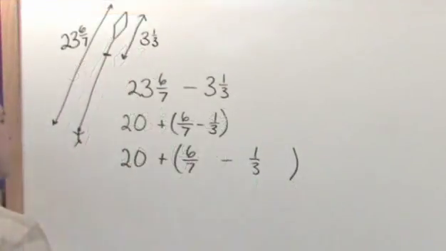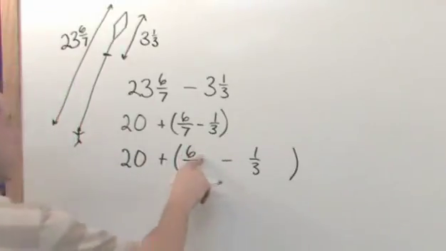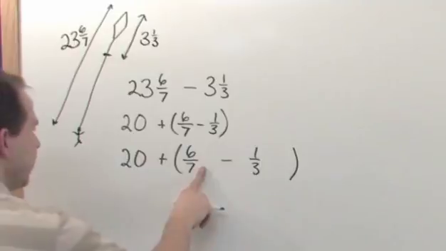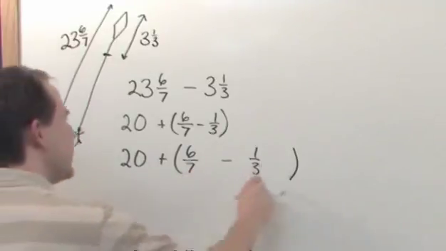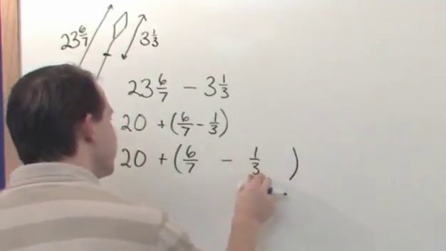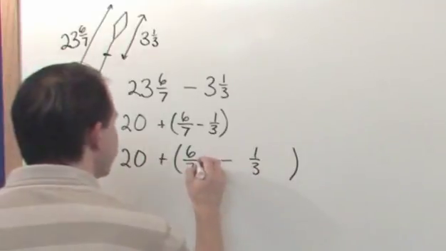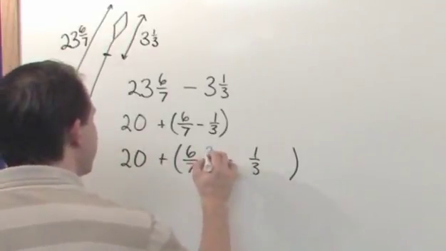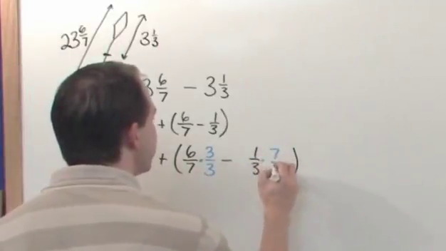Now notice, if I were to multiply this fraction, both top and bottom, by 3, then on the bottom I'd have 7 times 3, which would be 21. And then over here, if I multiplied this fraction by 7/7, then 3 times 7 on the bottom would also give me 21. So what I'm going to do is multiply this fraction by 3/3, and multiply this fraction by 7/7.